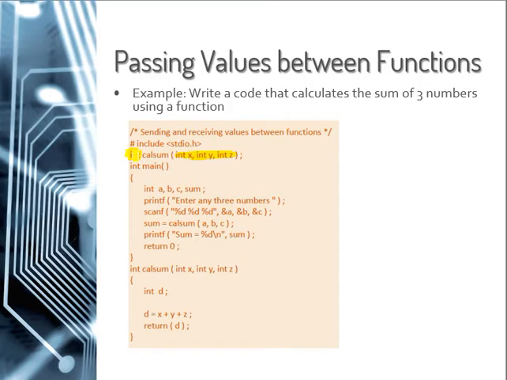Now, this is a prototype. It is just information given to your compiler that there is a function of integer type that receives three values: x, y, and z. These are separated by commas, and each variable should have its own data type. Then a semicolon means this prototype has ended.